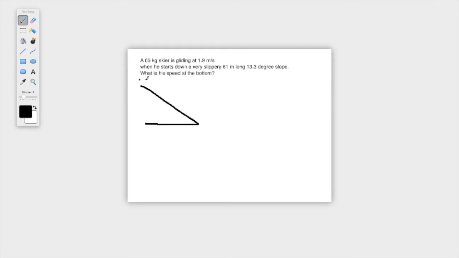Here's the guy skiing. Here's the angle. And then he travels 61 meters, which is the hypotenuse.